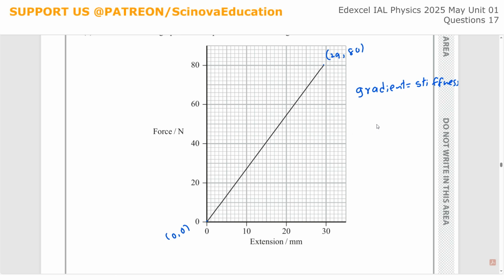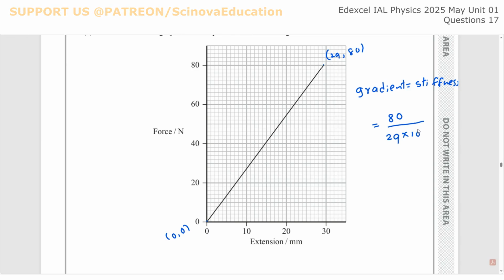Now we can calculate the gradient. Gradient is difference in y coordinates divided by difference in x coordinates. So the difference in y coordinates is 80 minus 0. I'm not going to write the 0. Difference in x coordinates is 29 minus 0. Again, I'm not going to write 0. However, the extension is given in millimeters. Therefore, we have to convert this into meters.